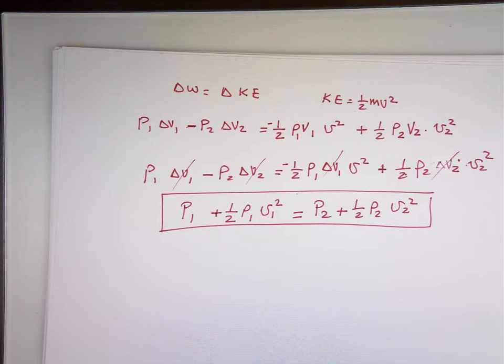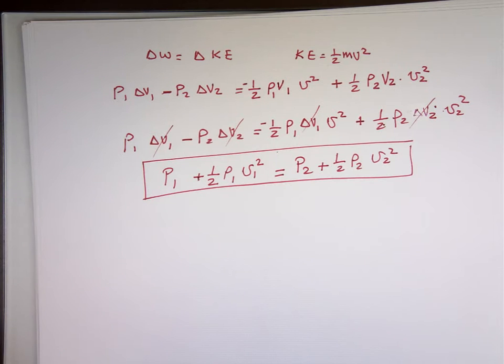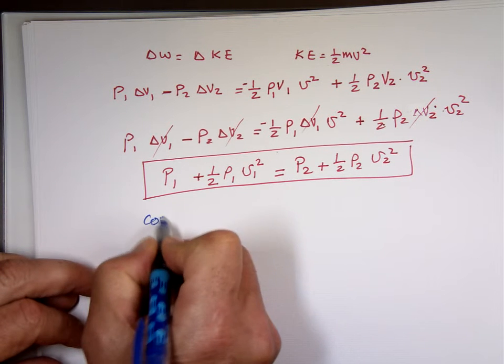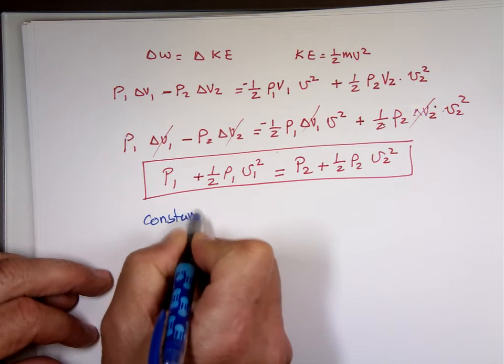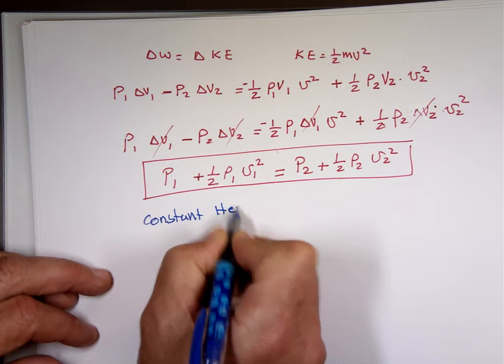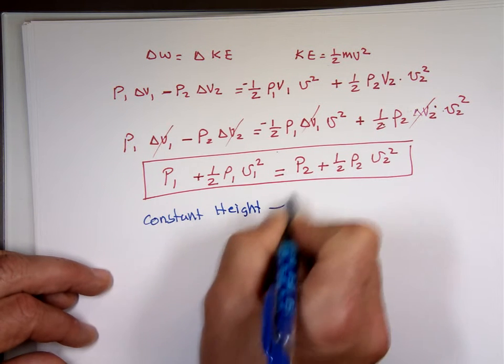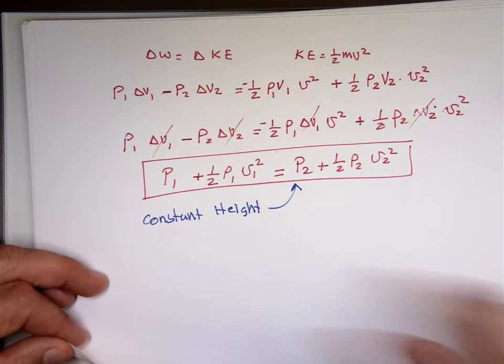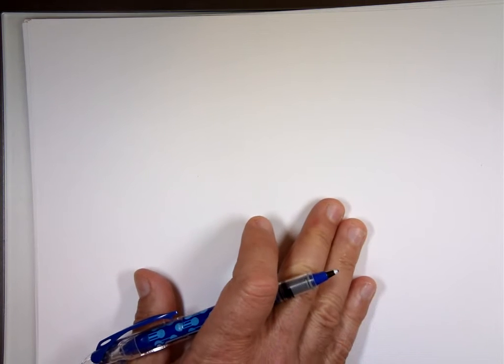Let's take an example on that and see how that works. That's called Bernoulli's equation. This is constant height. We use this when the height is constant. What happens if the height is changing? That's a different story. But if there is no change in height, that's what's going to happen. Here's a problem, an example.